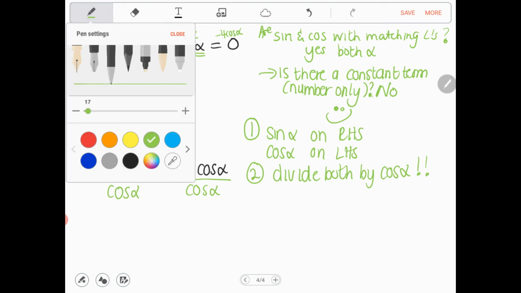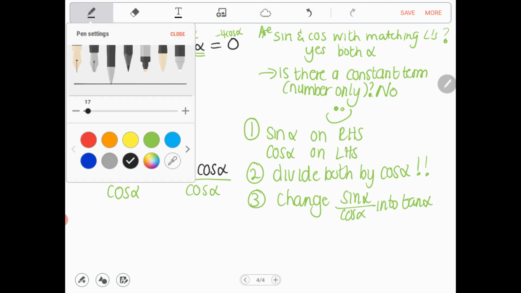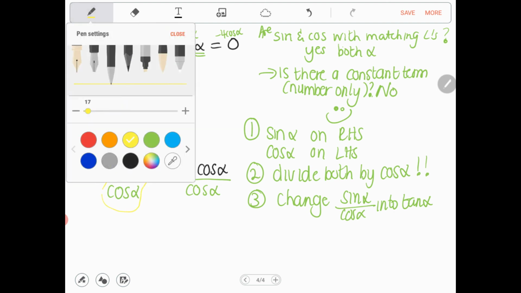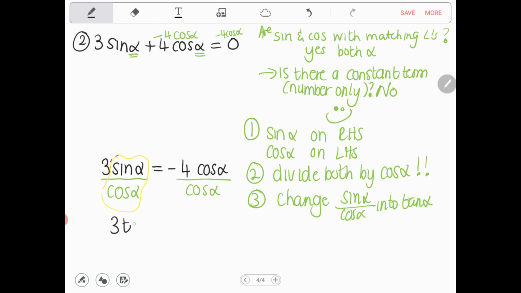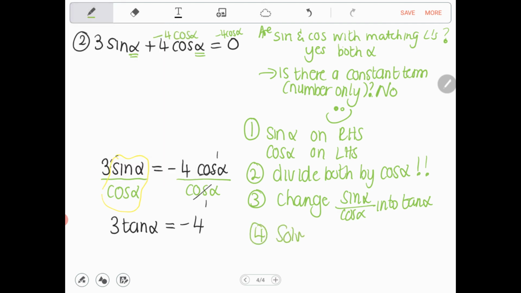All right, and the reason we do that is so that we can change the sine alpha over cos alpha into tan alpha. All right, so I'm changing the sine over cos into tan. So this here is going to change into tan. But can you see the 3 still waiting in the front there? So it's going to be 3 tan alpha is equal to, and on this side, cos alpha and cos alpha cancel, and you get negative 4. All right, so now we're back to solve as usual.